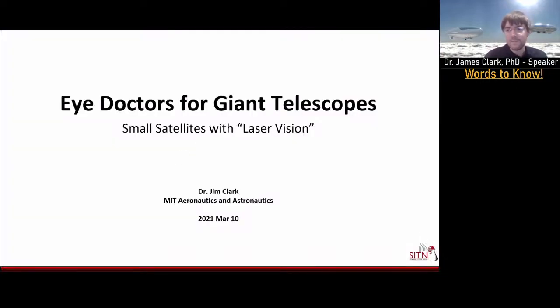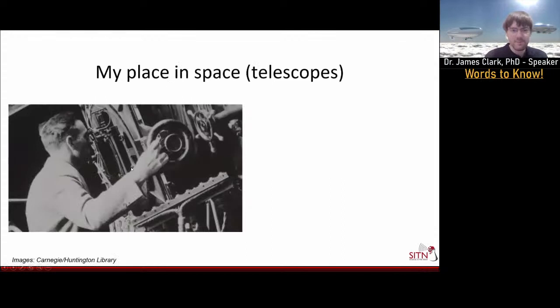So I'll be bringing up the second segment on my work, both as a graduate student and now as a postdoctoral researcher, on small satellites with laser vision that can act as eye doctors for giant telescopes. I'll first begin with a brief orientation on my place in space telescopes.